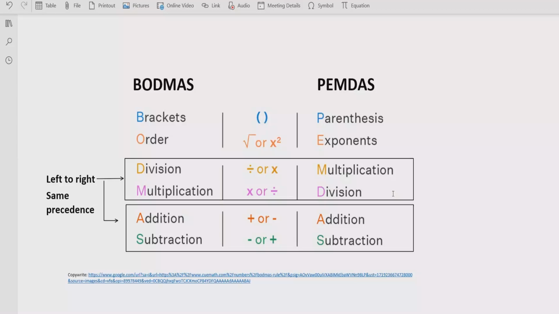Step number 3 is that you have to go left to right in your expression and find out division and multiplication. Actually, both have similar precedence. So you can solve division first if it is coming first, and you can solve multiplication if it is coming first. Similarly, for addition and subtraction, we have the same rule.